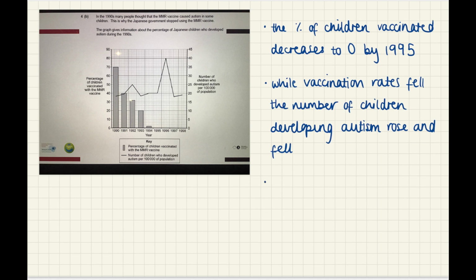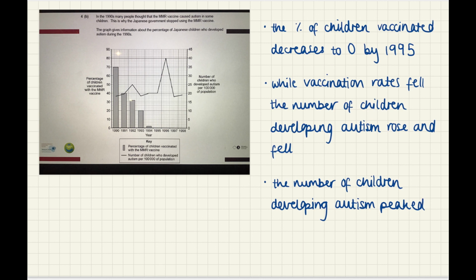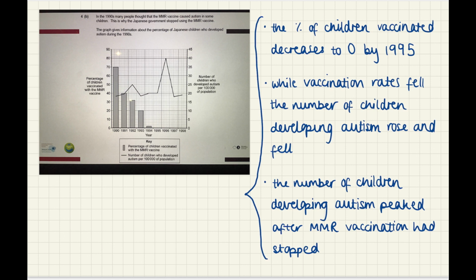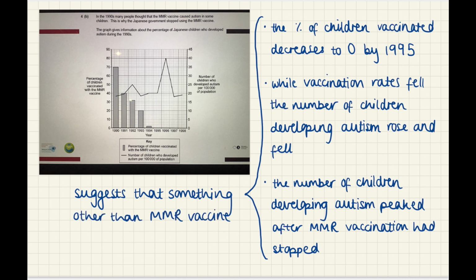Another point is the number of children developing autism peaked after MMR vaccination had stopped. So, when no children were being vaccinated against MMR, this is when we saw the highest number of children developing autism. And all of those three things together suggest that something other than MMR vaccines was causing autism. So there's not a link between the two. And that's explained why the data is showing there is no link.